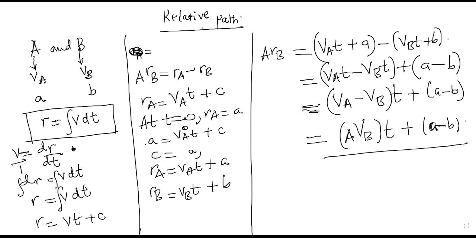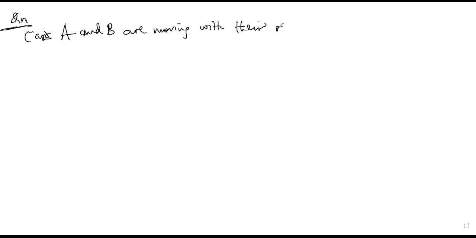So a question goes: cars A and B are moving with their respective velocities 2i minus j and i plus 3j, sorry.